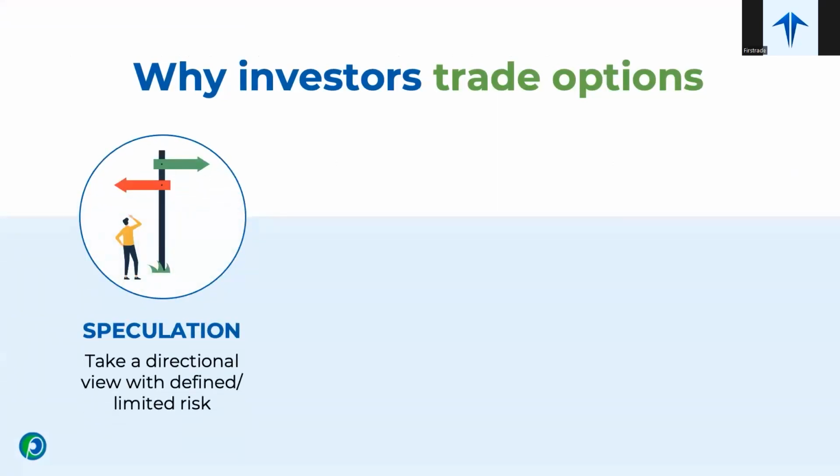So first and foremost is speculation. That's where you take a directional view with defined, limited risk. So I'm buying a call or a put, and I am assuming that the underlying security is going to move drastically in my favor, so drastically up or down. And it's limited risk because I don't have to spend as much as buying 100 shares of the underlying security. It tends to be a fraction of the cost.